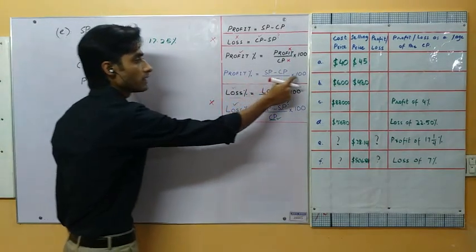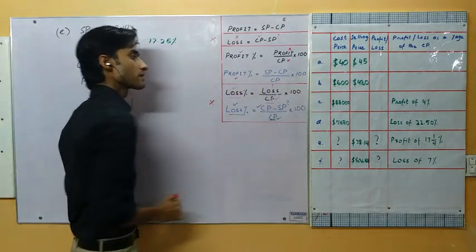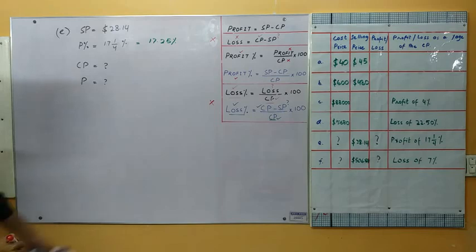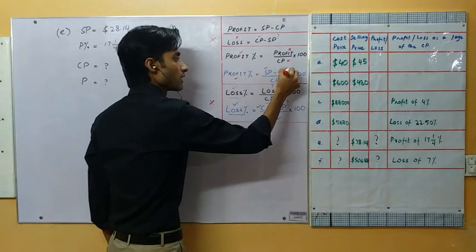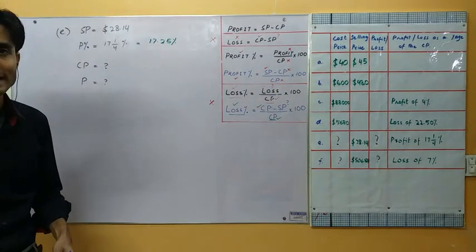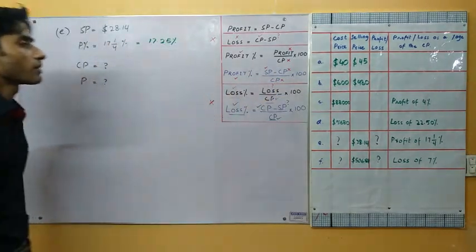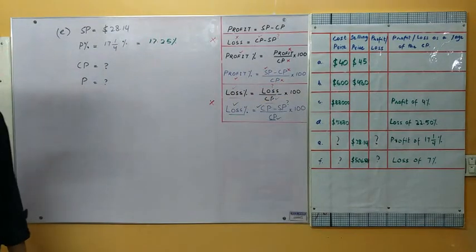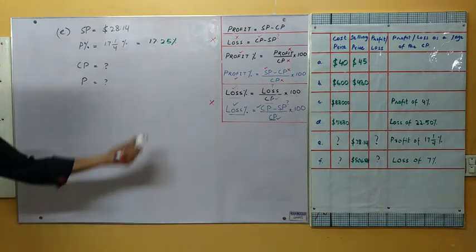The only option is going to be this. Profit percentage, is profit percentage there? Yes, profit percentage is definitely there. Selling price, is selling price given? Yes, selling price is also given. The only unknown is cost price. That might be written at two places, but that is the single unknown. So with the help of this formula, I can find out the cost price. You will use this formula, find out the cost price.